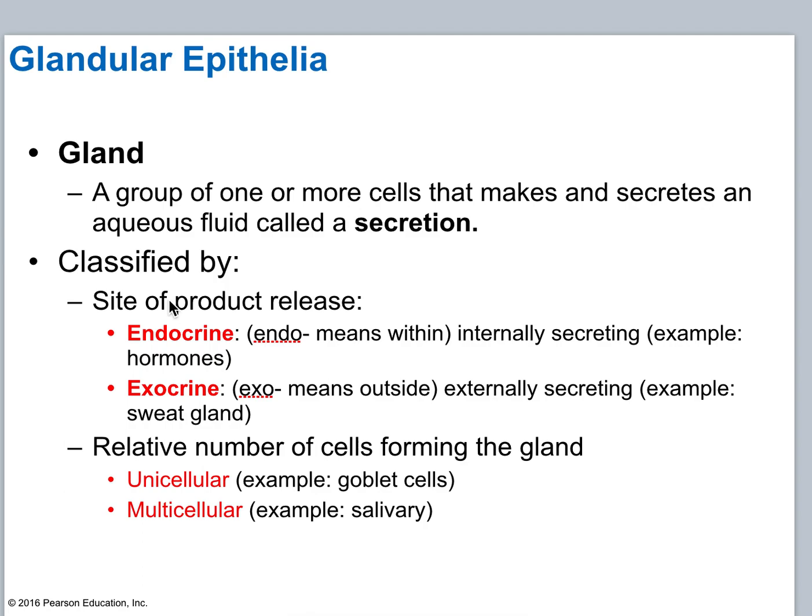Endo means inside or within. An endocrine gland secretes a substance inside the body, for example, a hormone. Hormones are secreted into the bloodstream and travel through the bloodstream inside the body. An exocrine gland, exo means outside, is an externally secreting gland, like a sweat gland. It secretes its substance to the external surface, like sweat glands.